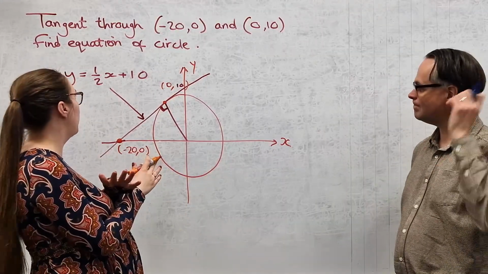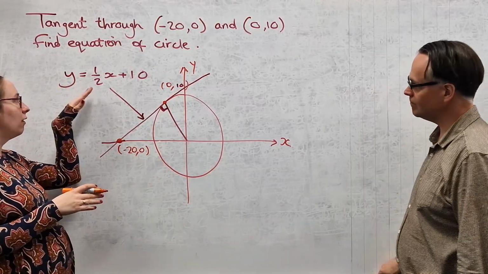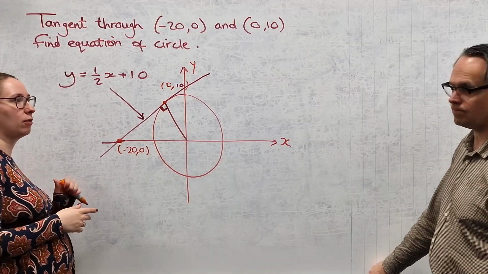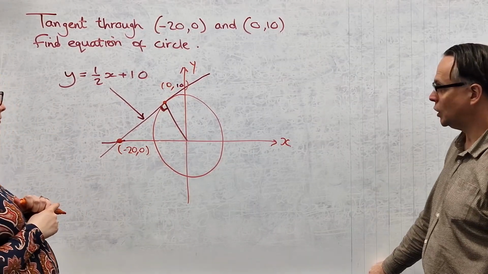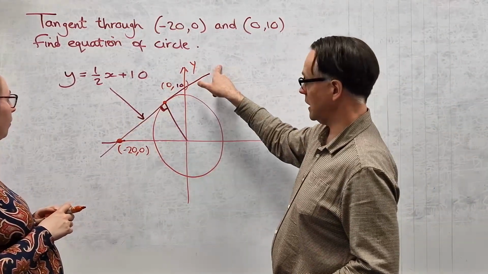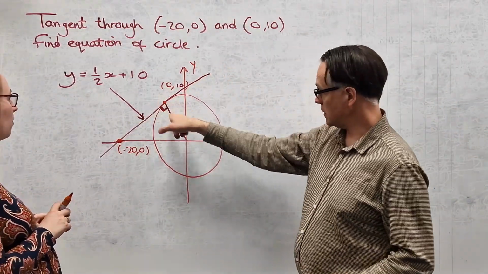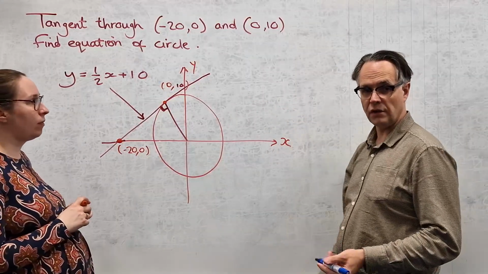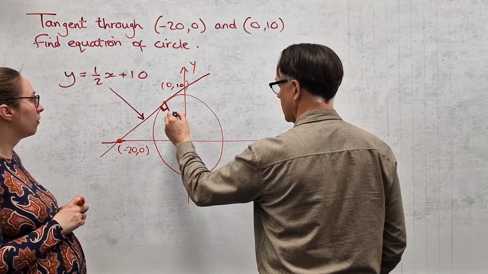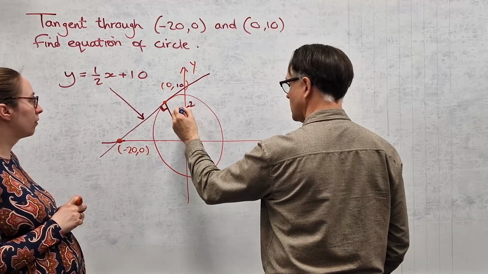So if you have two lines which are perpendicular, the gradient of the perpendicular line is going to be the negative reciprocal. Okay, so if the gradient of this one is a half, the gradient of this, you're going to flip the half over to get 2 over 1, which is 2, and then change the sign. So the gradient here is minus 2.